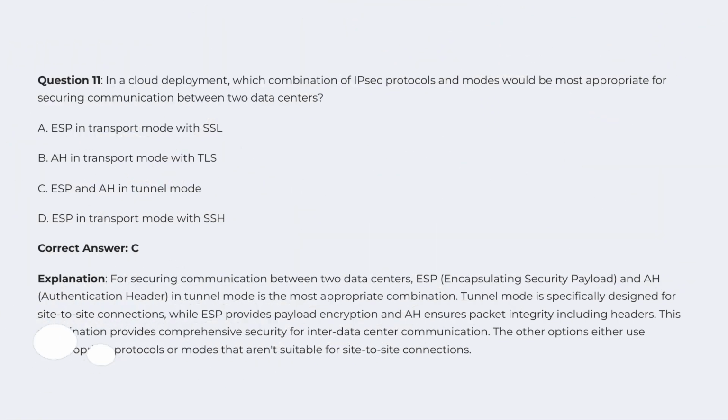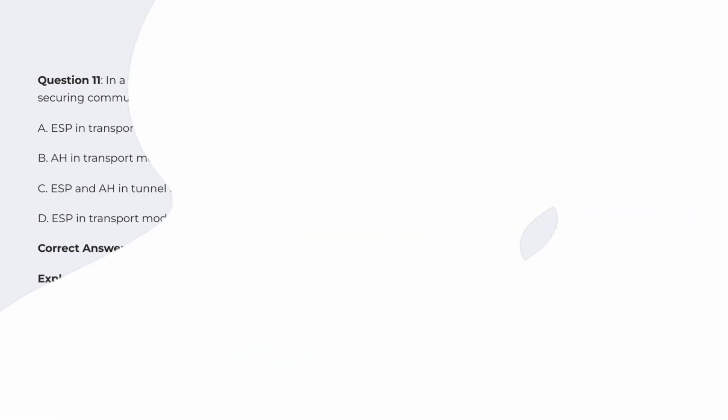Correct answer, C. Explanation. For securing communication between two data centers, ESP, Encapsulating Security Payload, and AH, Authentication Header, in tunnel mode is the most appropriate combination. Tunnel mode is specifically designed for site-to-site connections, while ESP provides payload encryption and AH ensures packet integrity including headers. This combination provides comprehensive security for inter-data center communication. The other options either use inappropriate protocols or modes that aren't suitable for site-to-site connections.